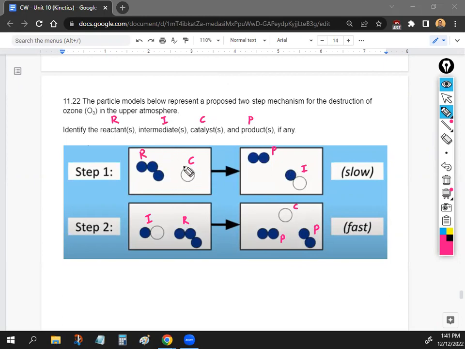The catalyst is the thing that looks the same in the beginning and at the very end. So it gets used, right? The catalyst bonds with one of the blue circles, but then it detaches, and at the very end, it's just a white circle again. It's exactly the same as when it started. Yes. Yeah, the reactant is the three blue circles. Okay.